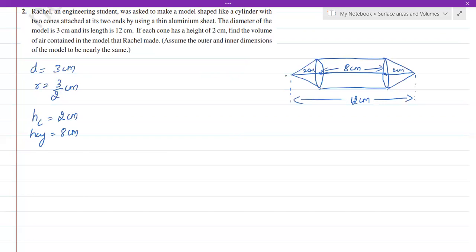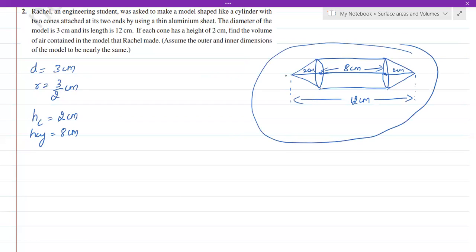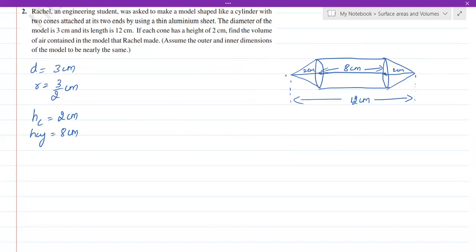Meter. Okay. Now, what should we find? We have to find the air contained in the model. Okay. Now, the amount of air that is inside the model is actually equal to the volume of the model, isn't it? Whatever space the model has occupied, the air inside it also occupies the same space, and they have clearly mentioned that it is made up of thin aluminum sheet. So the volume of air inside the model and the volume of the model doesn't make a big difference.